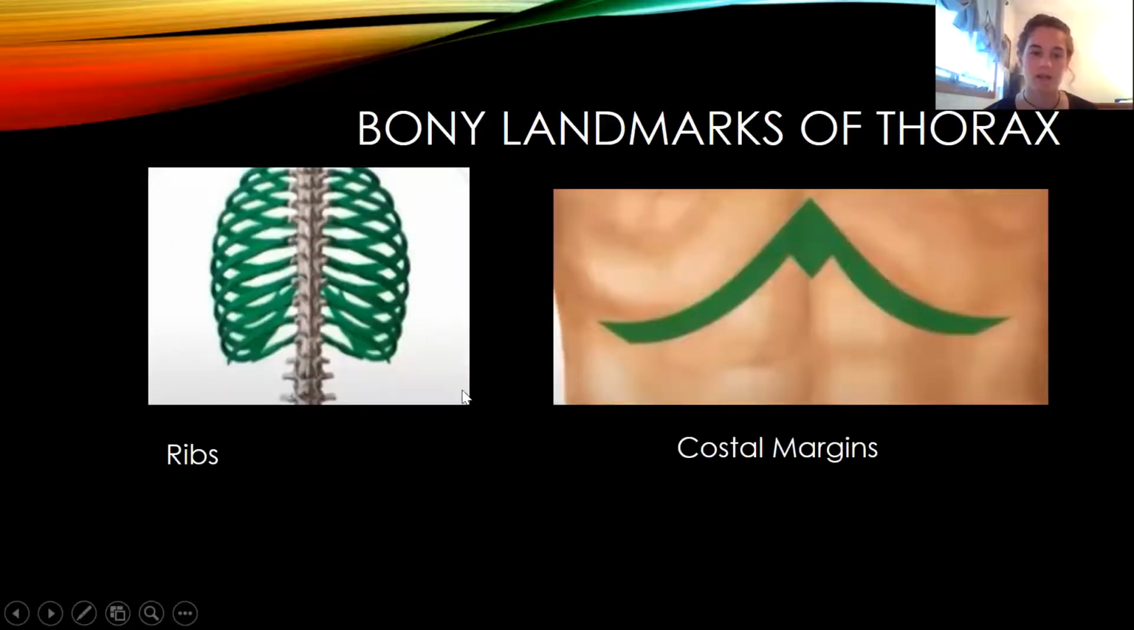And then the ribs, I was researching that is also considered a bony landmark, and the costal margins, which is kind of like a V shape that shapes the upper chest area.